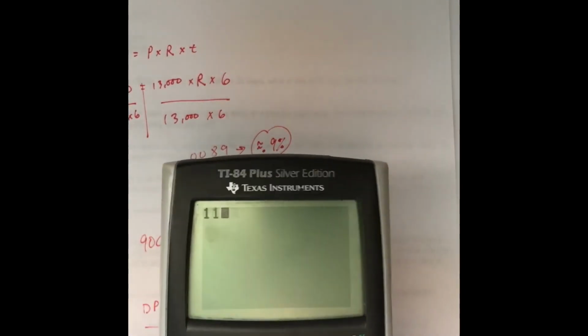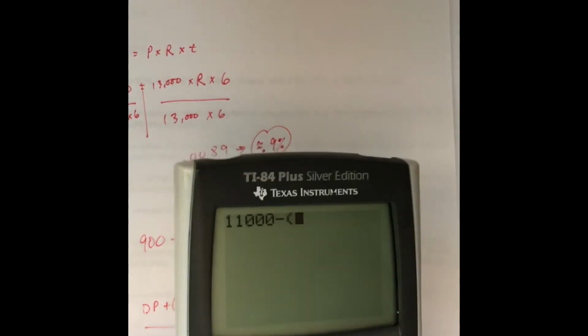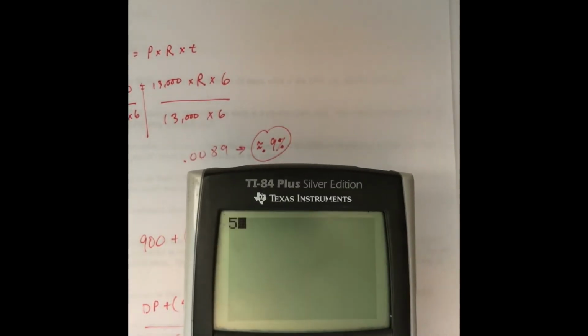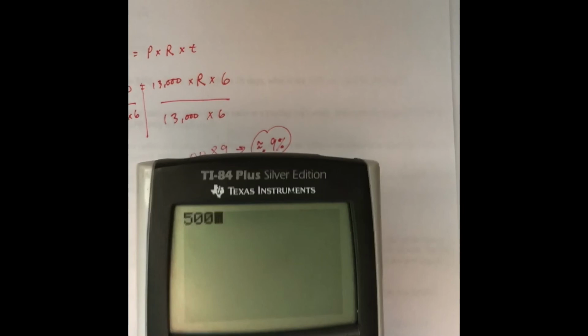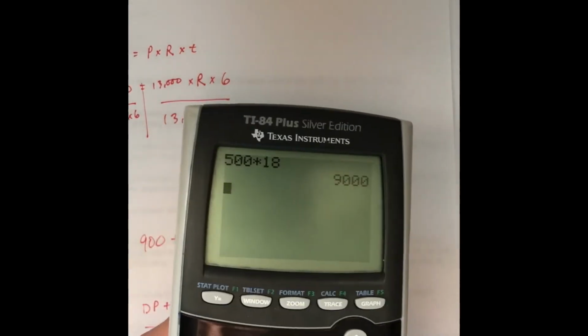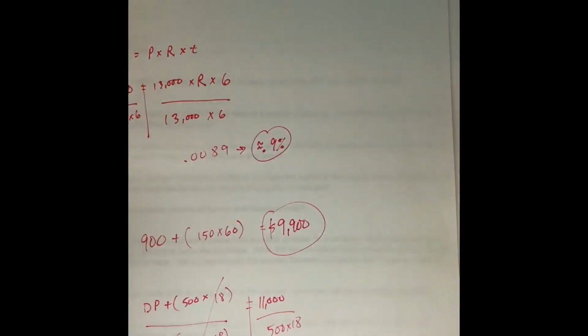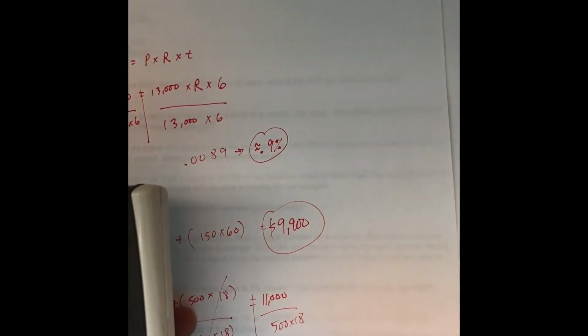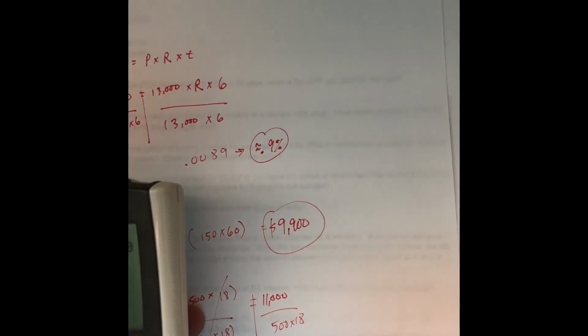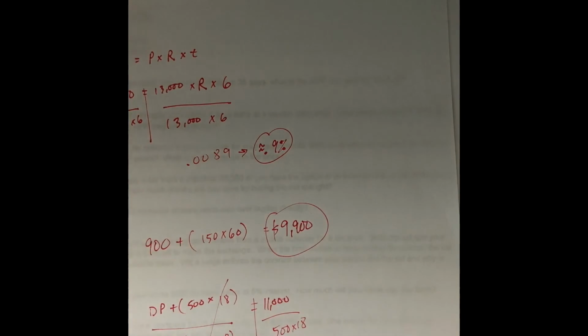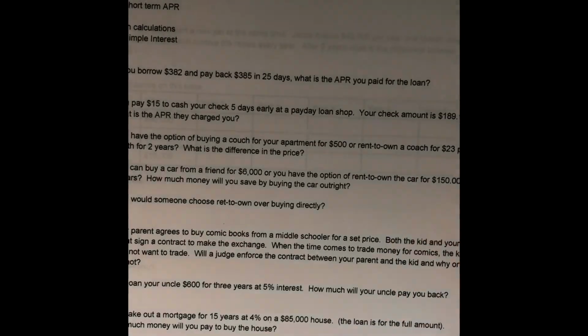So it's 11,000 minus, well, first off, what's 500 times 18? That's 9,000. So it's 11,000 minus 9,000, that's 2,000. So the down payment is $2,000. And then there's number 12.